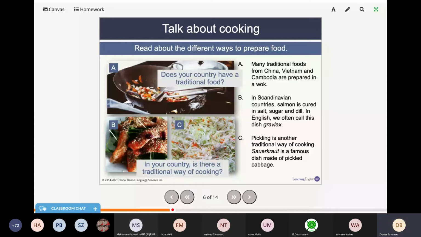And the last one, picture C, this is a picture of sauerkraut. Okay. Very traditional in Germany. And this is a process of pickling. And pickling is another traditional way of preparing food, of cooking it. The sauerkraut is a famous dish made of pickled cabbage. Okay, but we can pickle any kind of vegetables. Okay, and we can use a process of either vinegars or a heavy salt water mix for the pickling.